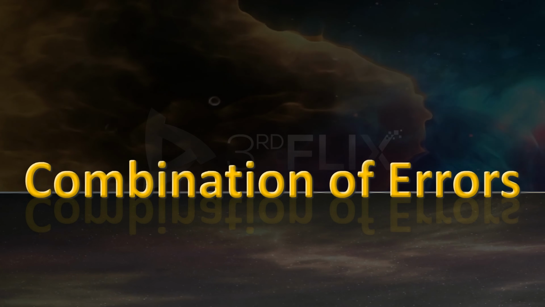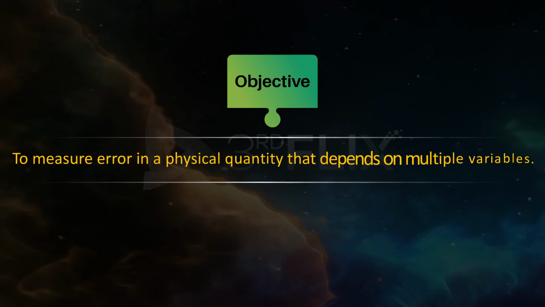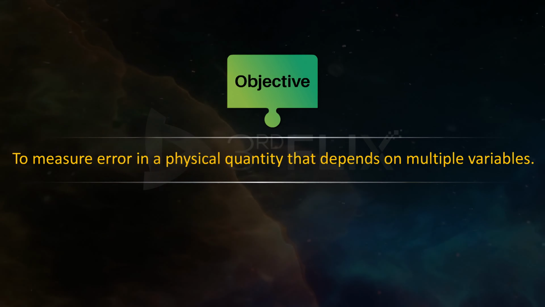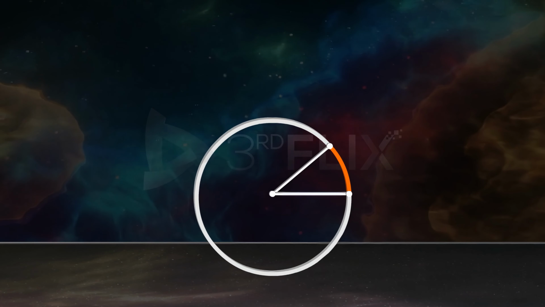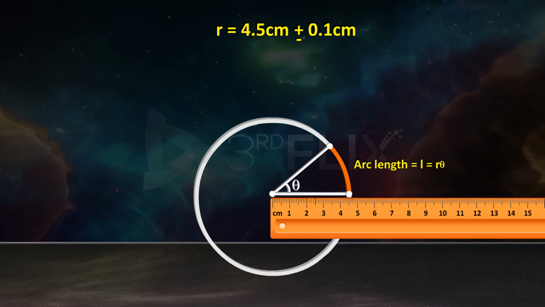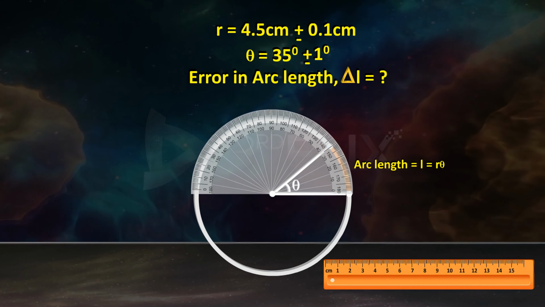Combination of errors. Objective: to measure error in a physical quantity that depends on multiple variables. If an experiment involves measurement of multiple physical variables, we should know how the errors in all measurements combine.